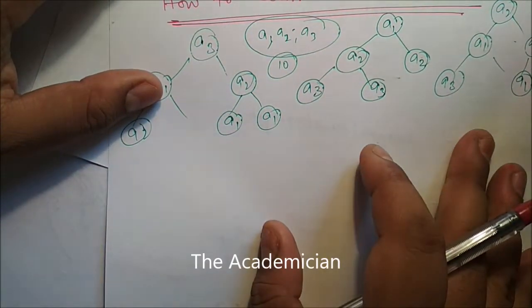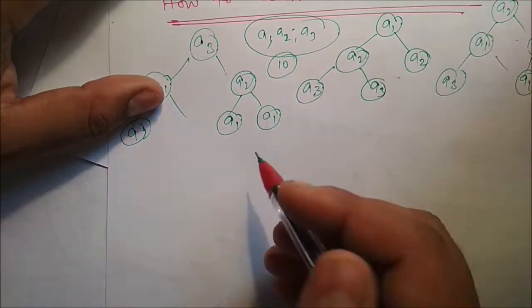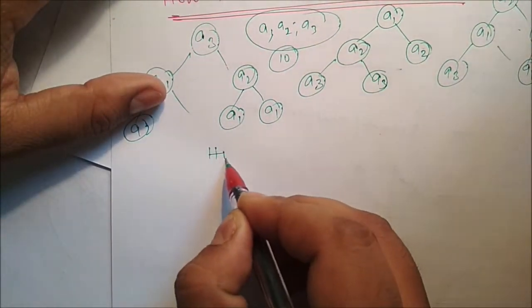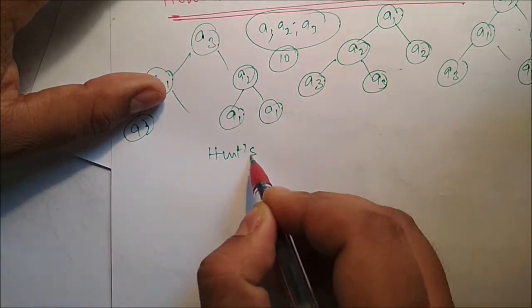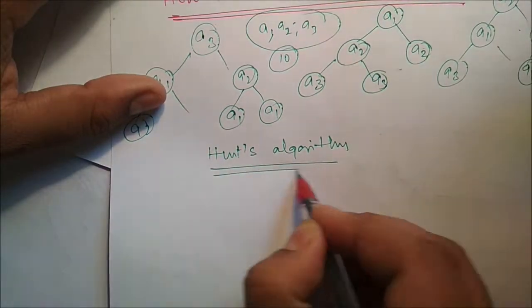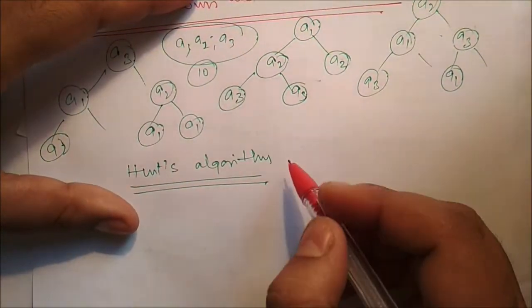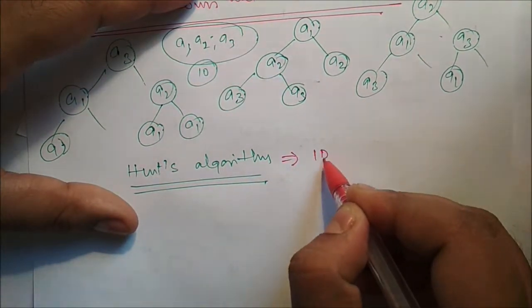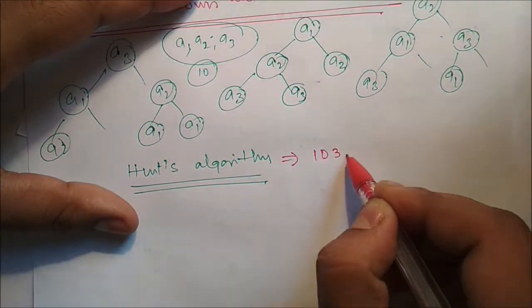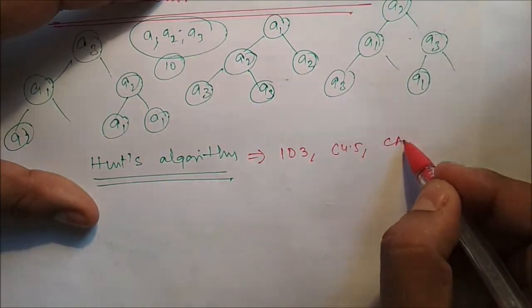A few greedy methods are there to construct the decision tree. For example, Hunt's algorithm, a very popular algorithm, which is the basis of algorithms like ID3. This is the algorithm through which other algorithms were developed: ID3, C4.5, CART, etc.